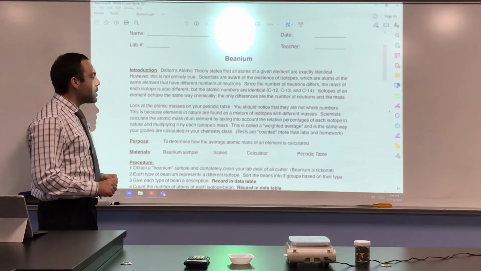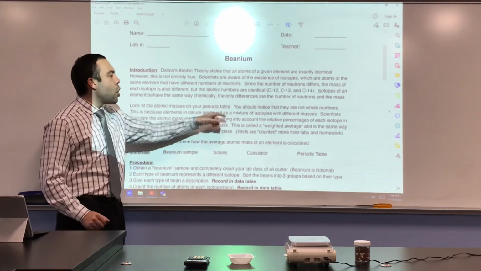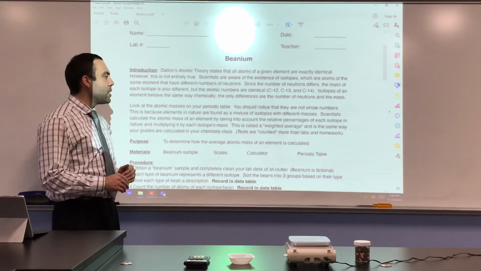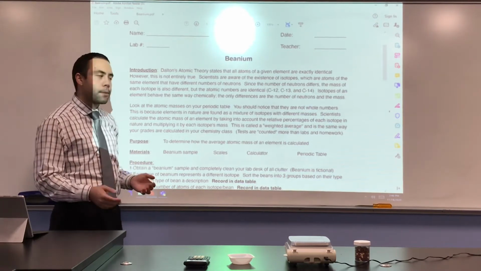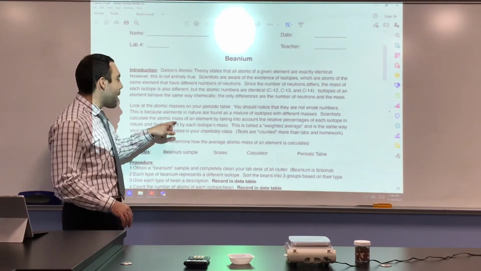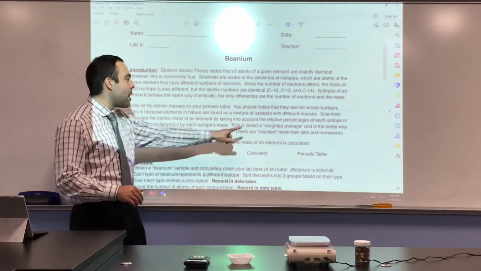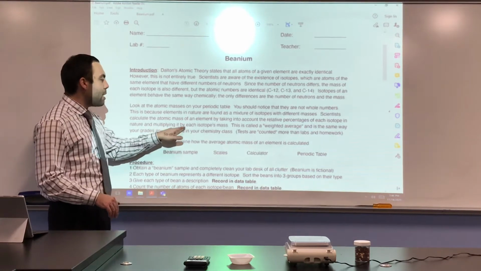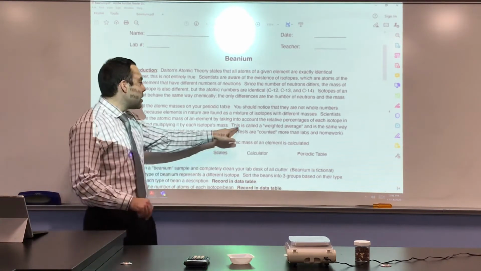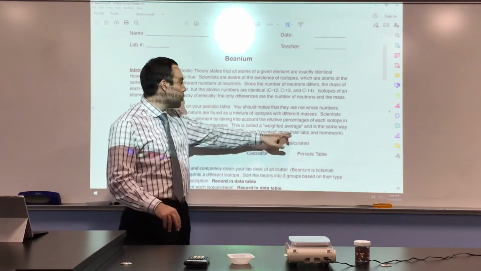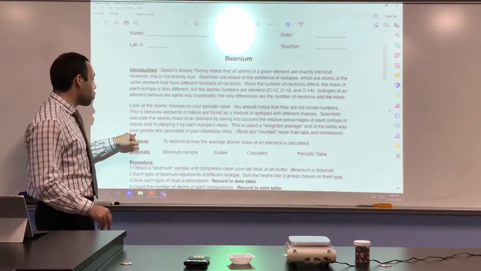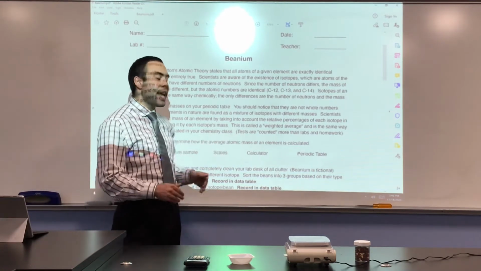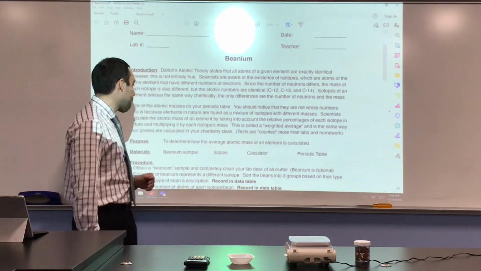Look at the atomic masses on your periodic table. You should notice that they are not whole numbers. This is because elements in nature are found as a mixture of isotopes with different masses. Scientists calculate the atomic mass of an element by taking into account the relative percentages of each isotope in nature and multiplying it by each isotope's mass. This is called a weighted average, and it is the same way your grades are calculated in your chemistry class. Tests are counted more than labs.